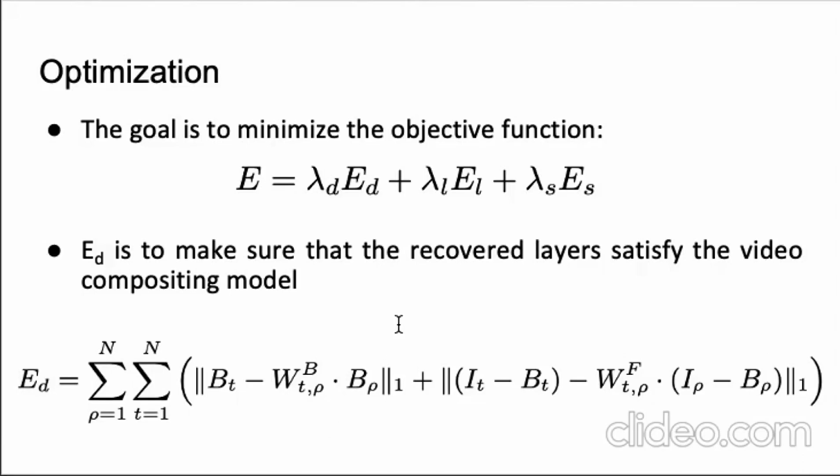Our optimization equation consists of three main parts. The first part is to make sure that the recovered layers satisfy the video compositing model. Here we optimize for P_t and R_t, where R_t is I_t minus P_t, which are the background and reflection frame estimations. This is done by minimizing the error between a layer at time t and its warped version at time rho. The warped version, as we can see, is the frame at time rho multiplied by the warping matrix.